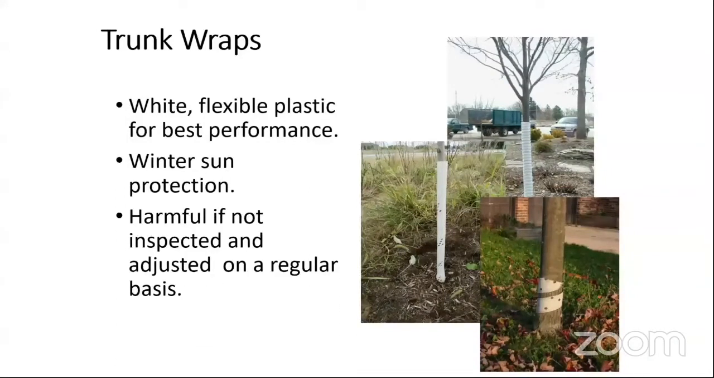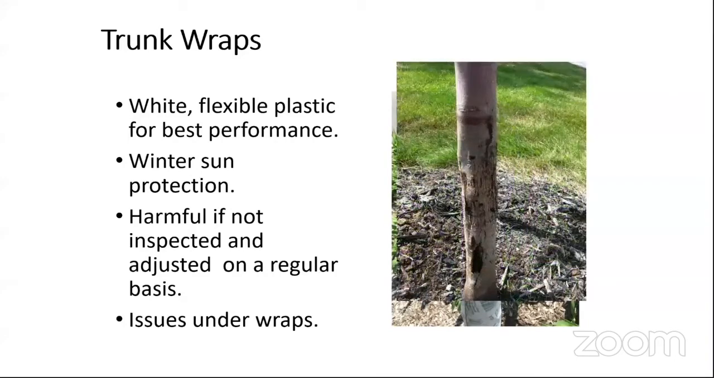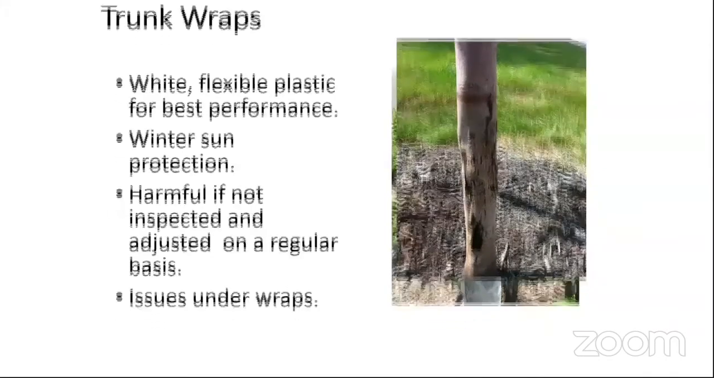And again, it can be harmful if not adjusted on a regular basis, and create some issues, especially under these wraps that you see here that are fastened on, that create a very dark and damp environment, which can lead to degradation of the trunk due to decay. We want to make sure that we check those and not leave them on. Typically, after the tree is established, anywhere between 1 and 2 years, those can be removed.